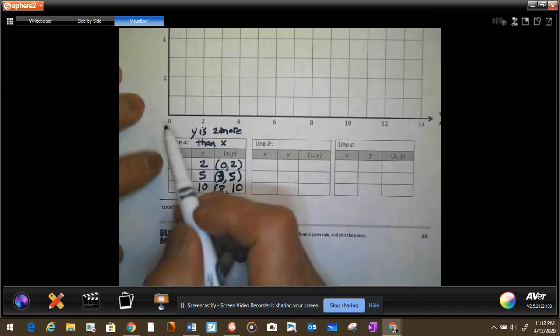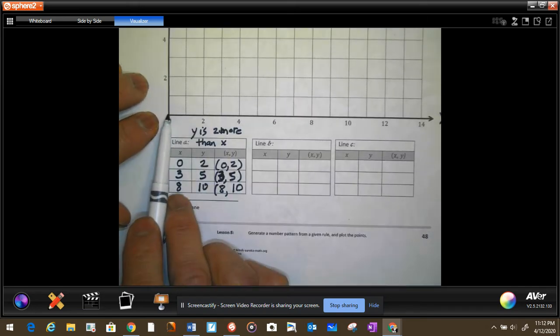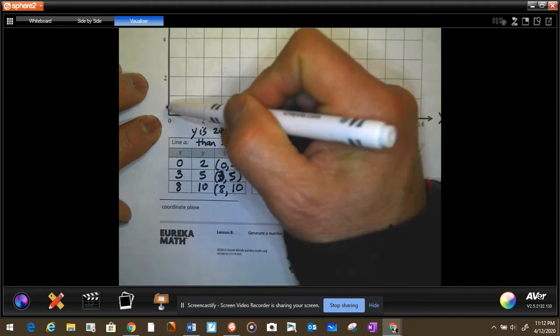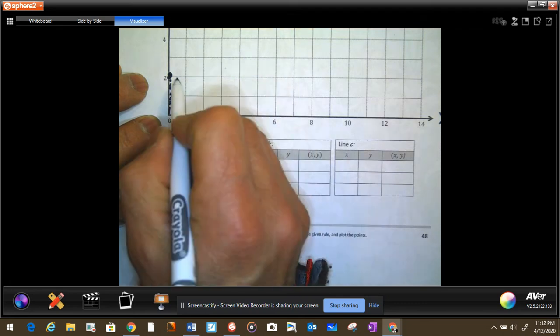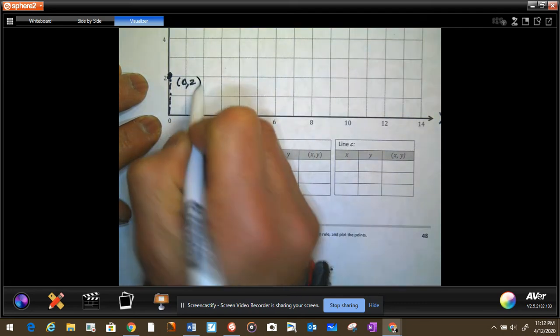Okay, now let's plot the points. So x is 0 and y is 2. We're just going to jump to y here. And this is the first point, and we're going to label it (0, 2).